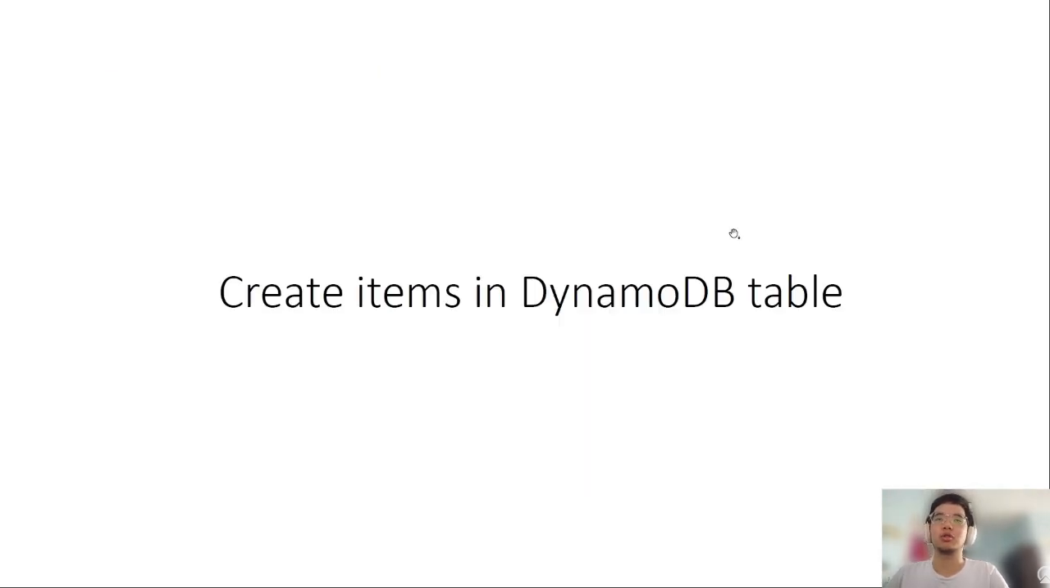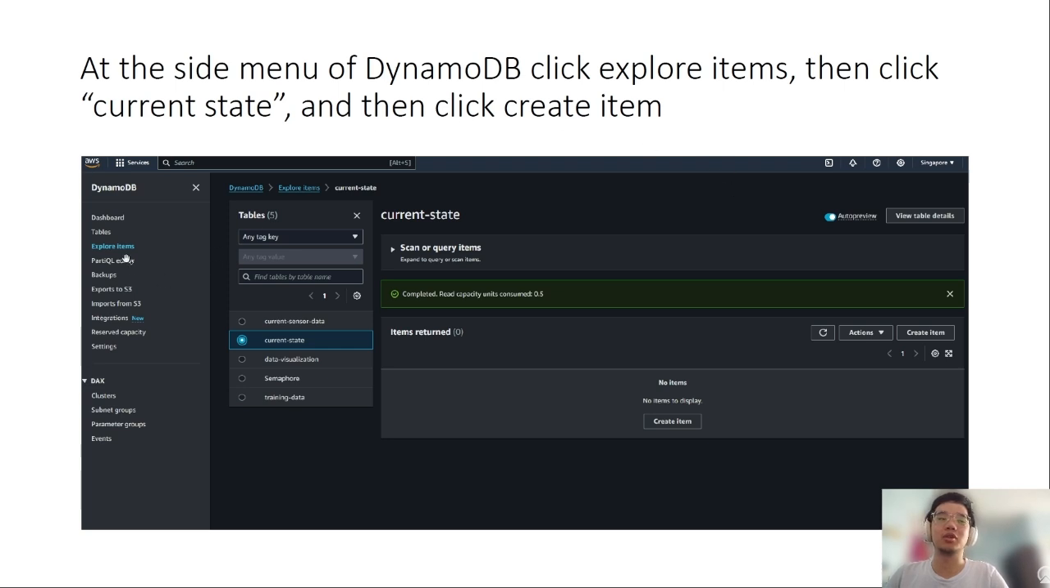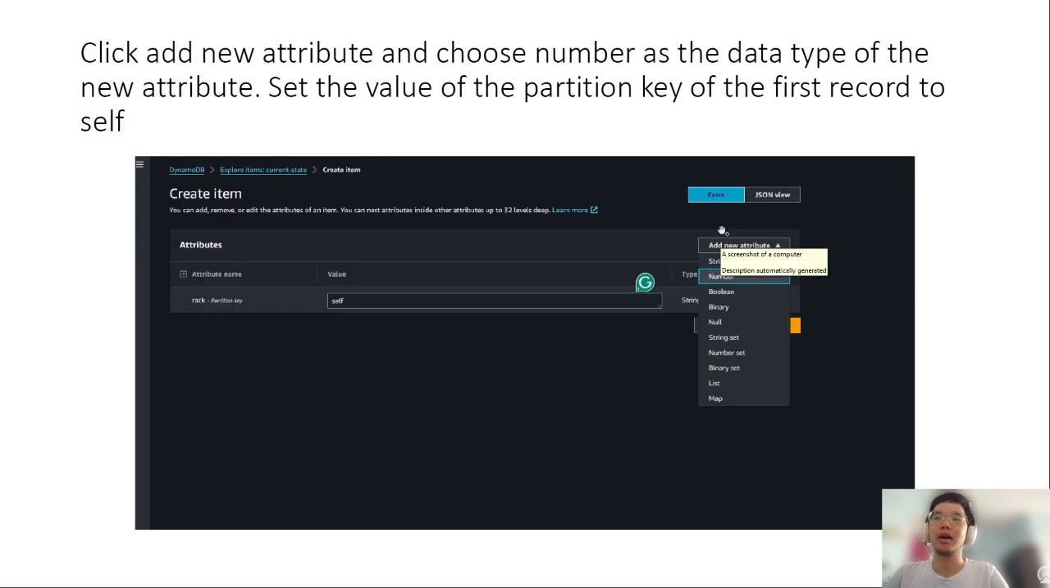Next, we will create an item in the DynamoDB table. Click Explore items, choose the table you want to create an item in, and click Create item. Give your partition key a value to identify that item. Then add a new attribute if you want to add new columns.